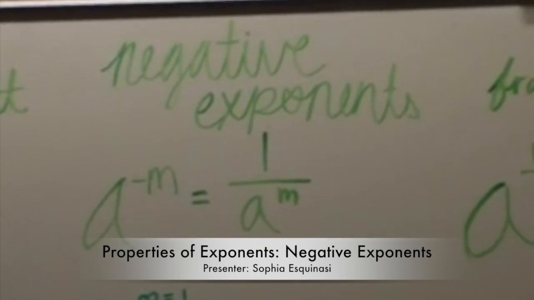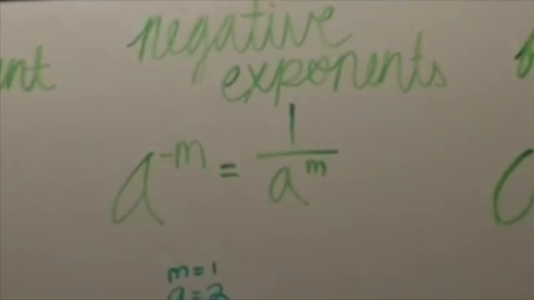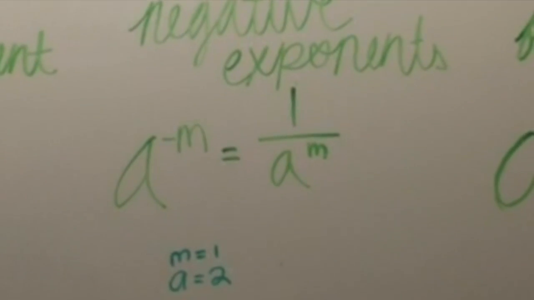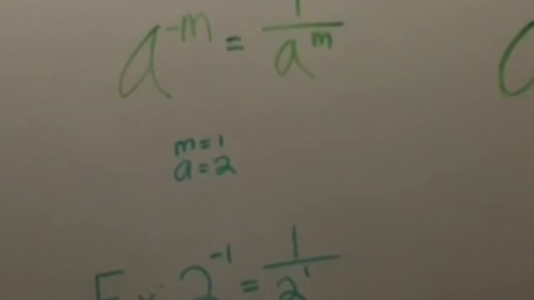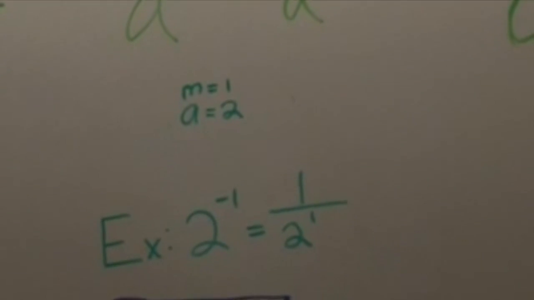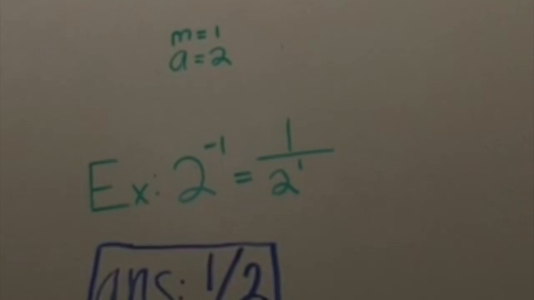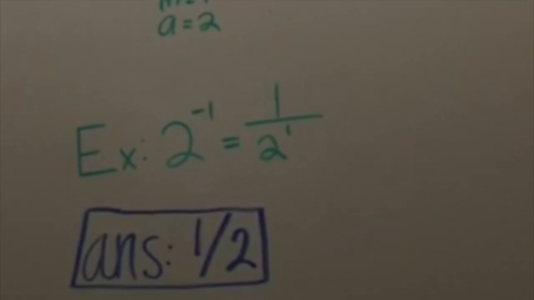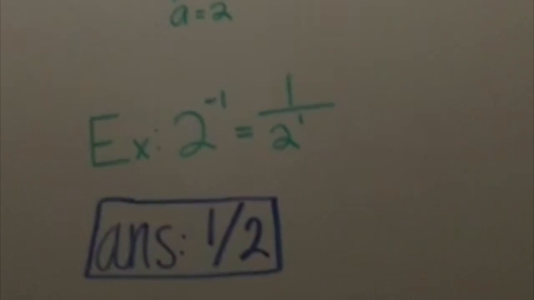Okay, so this is the negative exponents rule, and with this rule, you're going to start off with a to the negative m is equal to 1 over a to the m. For right now, we're using m equal to 1 and a equal to 2. So in our example problem, 2 to the negative 1 is equal to 1 over 2 to the 1. And when you solve this problem, your answer will be 1/2.